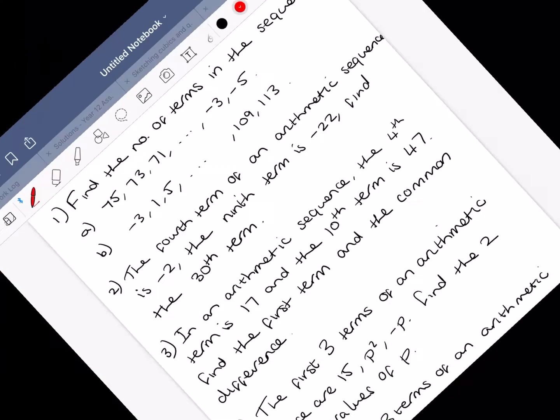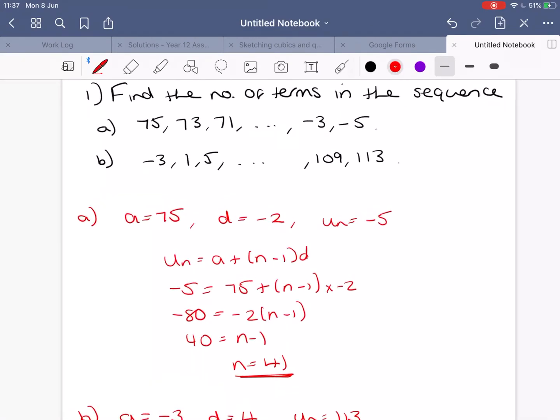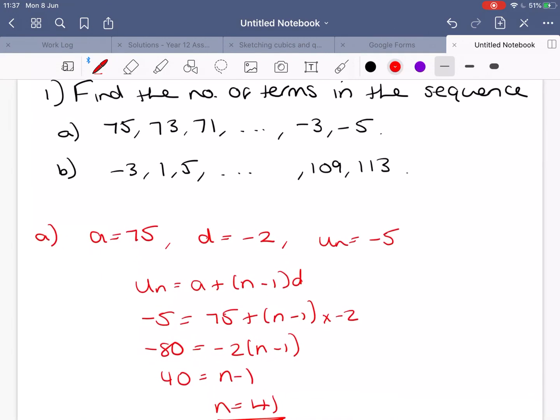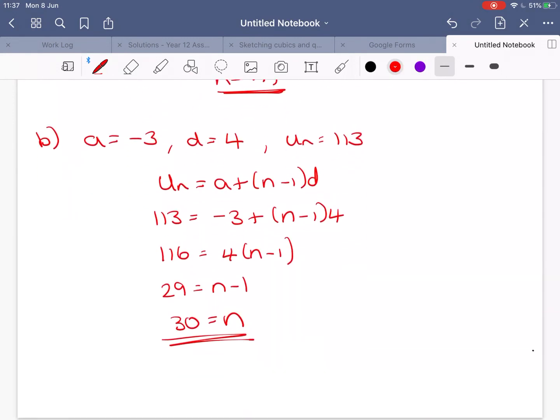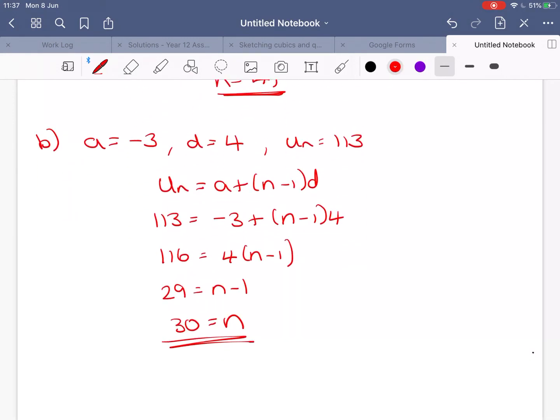Okay, so I'll show you the answers now. So the first one, fairly straightforward. Find out how many terms. You should have got n equals 41. And with the second one, hopefully you had n equals 30. Please tell me if I make a mistake with any of these. I do sometimes do that.